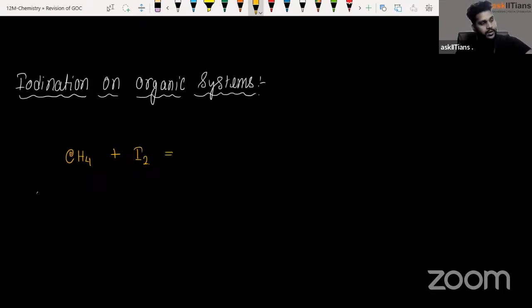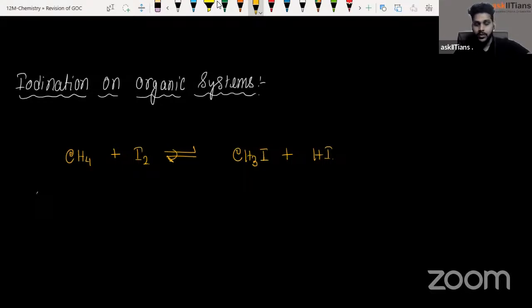Guys, this is also a kind of radical mechanism that you have to go through. I guess this is there in the NCERT, so you know it. So you would get CH3I, and the same thing happens if you do it with a benzene ring system as well. But this particular reaction that I have done is actually reversible.